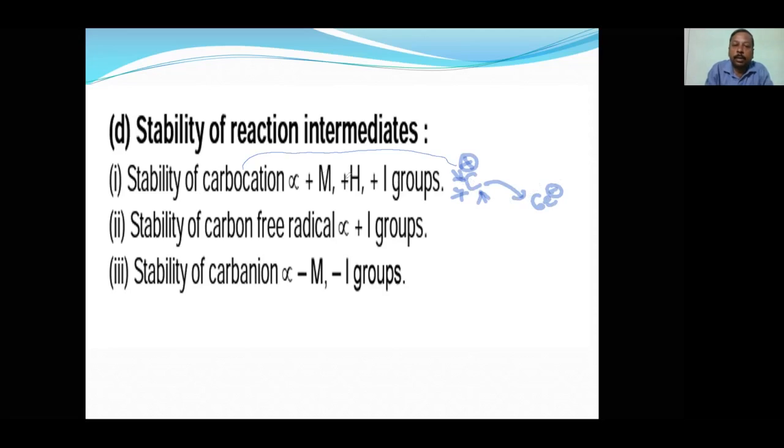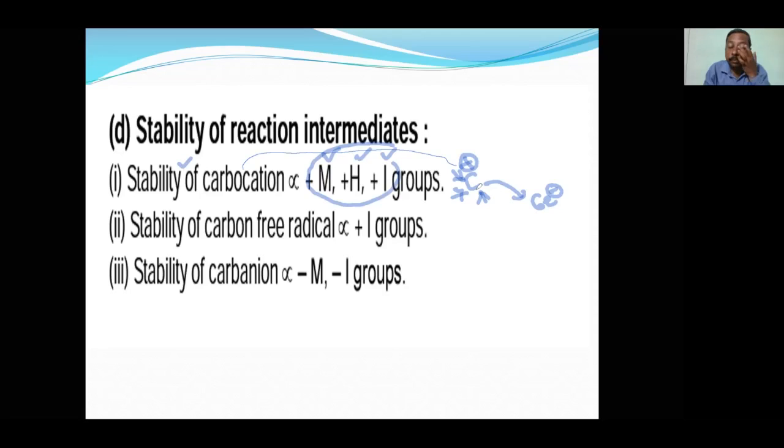Therefore, on this carbocation, if there is anything like a plus M group, meaning electron release, or a plus H hyperconjugation group, plus I group, plus inductive effect group, any of these groups present on the carbocation will improve its stability. What is the reason? I think it is clear now.